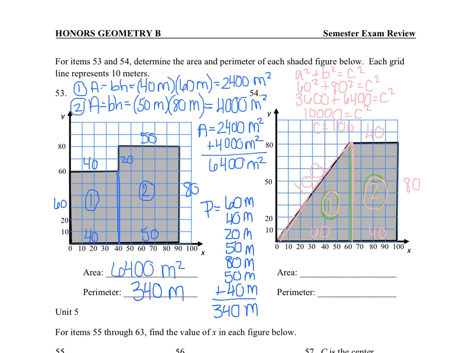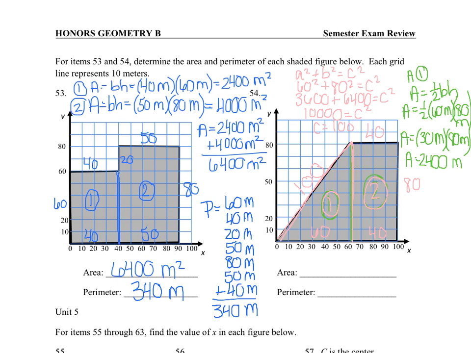Now, to find my areas, the area of 1 is going to be a triangle, so 1/2 base times height. So I'm going to have 1/2, my base, which is 60 meters, times my height, which is 80 meters. Well, 1/2 of 60 is 30 meters, times 80 meters, and 30 times 80 is 2,400 meters squared.